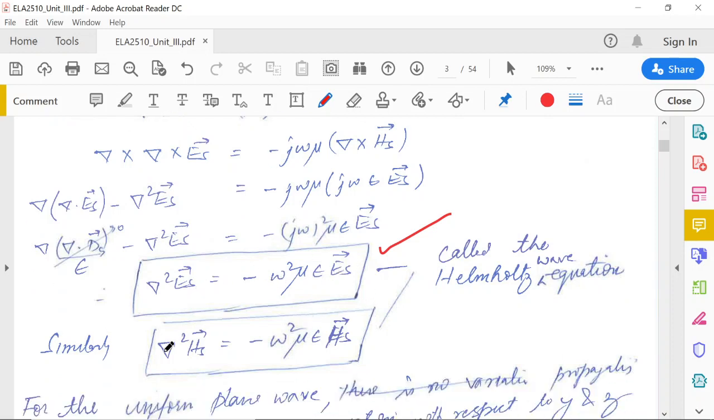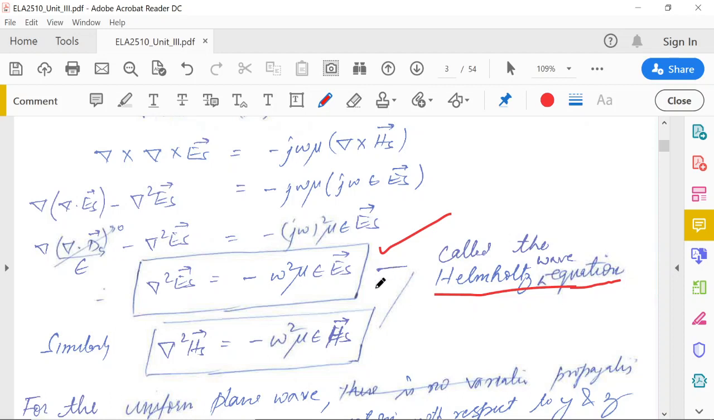Similarly you can obtain the wave equation for the magnetic field also. So we now have two wave equations in phasor form: del square Es equals minus omega square mu epsilon Es, and del square Hs equals minus omega square mu epsilon Hs. These two wave equations in phasor form are called the Helmholtz wave equations. They have a special name, which is important, and we will also see these equations in later classes and other courses.